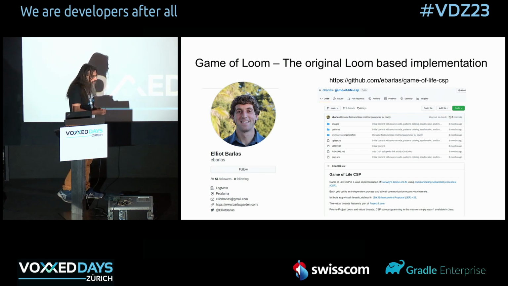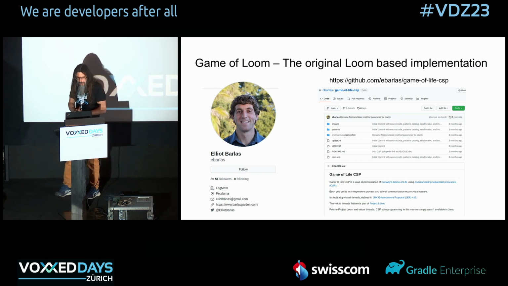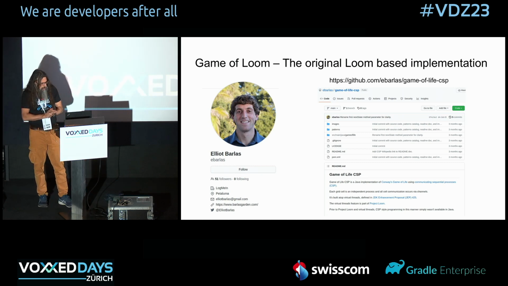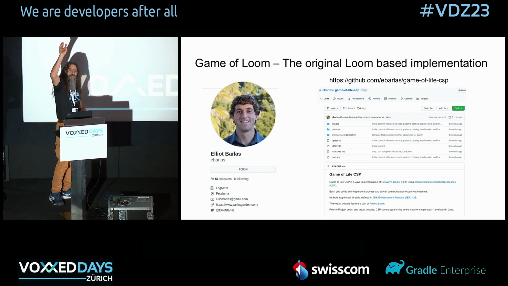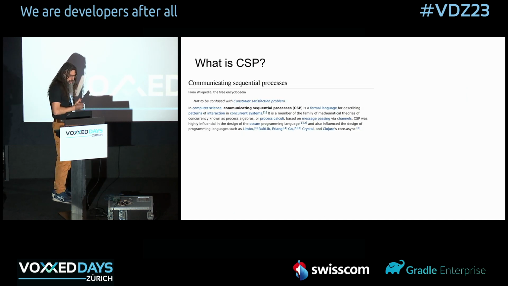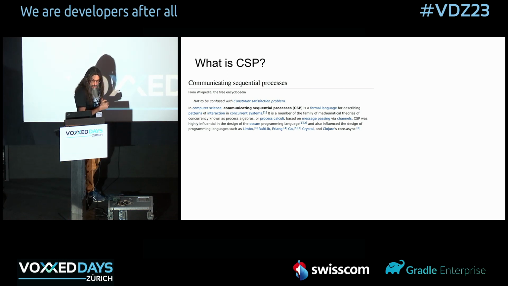Okay, so I was looking for a nice way to put virtual threads to work, and then I bumped into this project on GitHub, made by a friend who lives in California. What he did is implement Conway's Game of Life. Do you know it? The Game of Life? Yes, I guess you do. With a concurrent technique that is called communicating sequential processes.